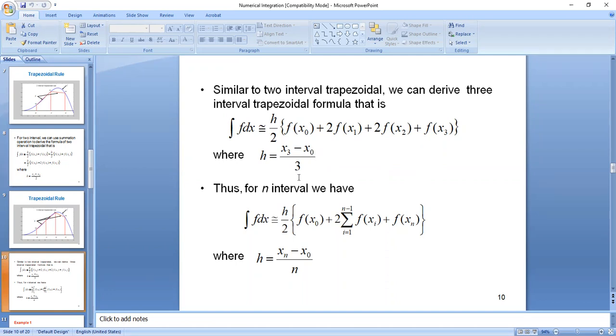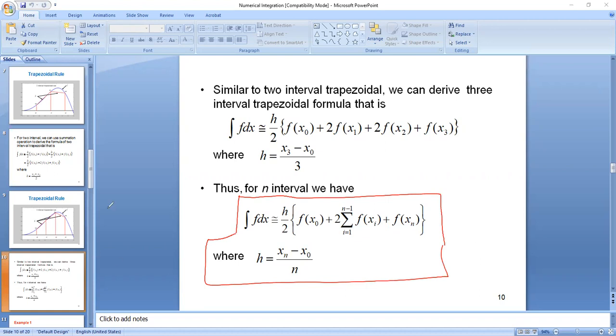Now, generally, class, this is how we write the formula, and this is the formula that you're going to take note of for the trapezoidal rule. This is the formula. That way, this will work not just for 2 or 3 intervals, but for n intervals.